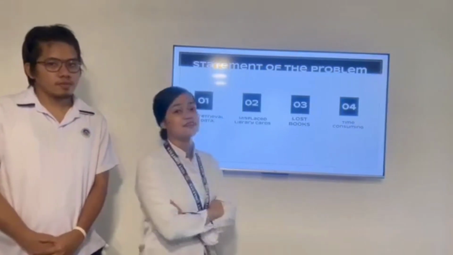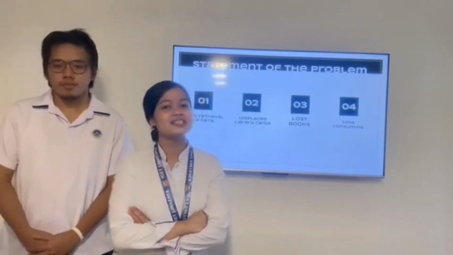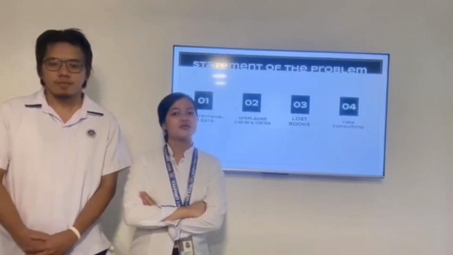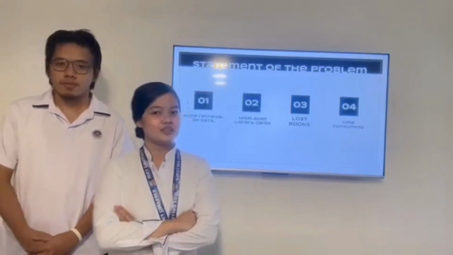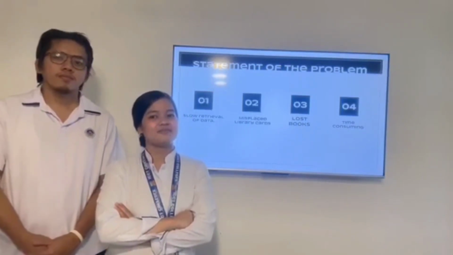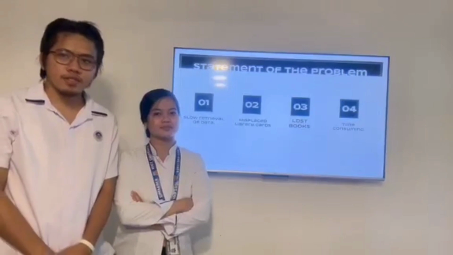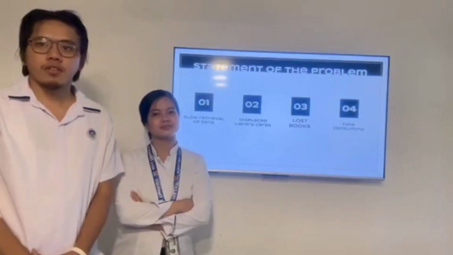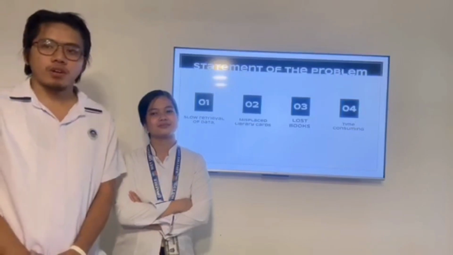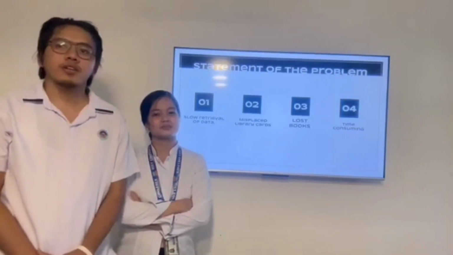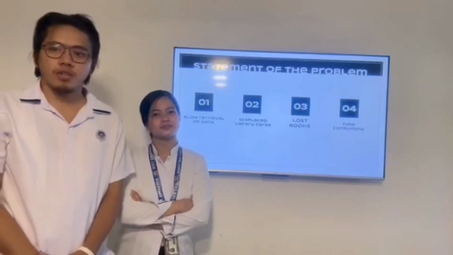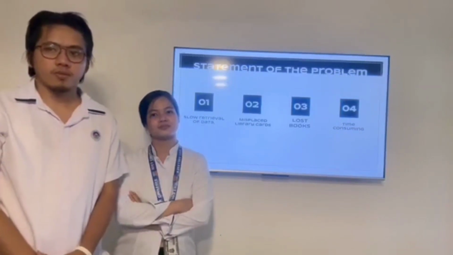Second, misplaced library cards. One of the requirements in issuing and borrowing books is a library card, but it can be easy to misplace it, resulting in a rejected transaction. Third, lost books. It can be hard to track books with the manual transaction because of the number of students borrowing them at the same time. The librarian needs enough time to track down a full list of borrowed or lost books.